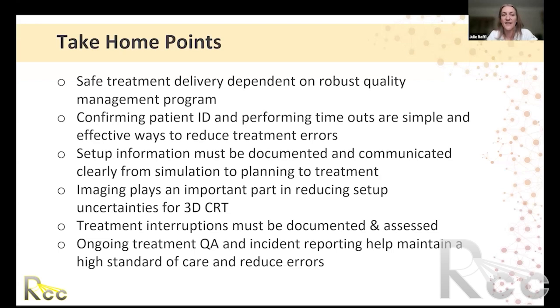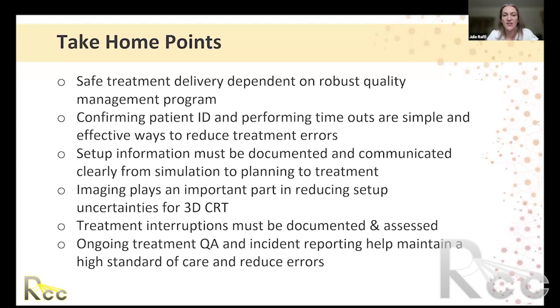Very important that setup information is documented thoroughly and communicated clearly from simulation to planning to treatment. That's very important to ensure consistent treatment with what was planned in the treatment planning system. And then understanding that imaging plays an important part in reducing setup uncertainties, so that we can have smaller margins like we use for 3D conformal radiation therapy compared to 2D.